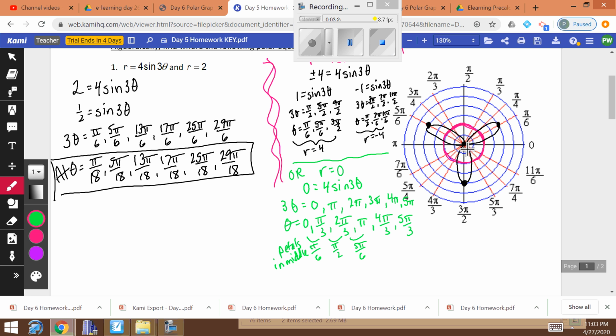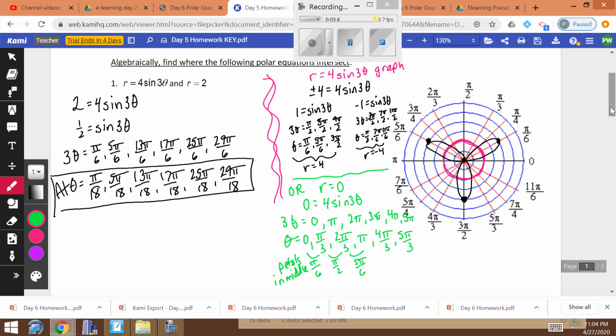But remember, if it crosses through the pole at 0 and at pi over 3, that means the petal has to be halfway between. That's one of the ways we had thought about finding where the petal is. So at 0 and pi over 3, halfway between is pi over 6. If I put in pi over 6, we're going to do 4 times the sine of 3 times pi over 6. That's really the sine of pi over 2, which is 1. 4 times 1 is 4. That's a positive 4. If I go halfway between pi over 3 and 2 pi over 3, halfway between would be pi over 2.